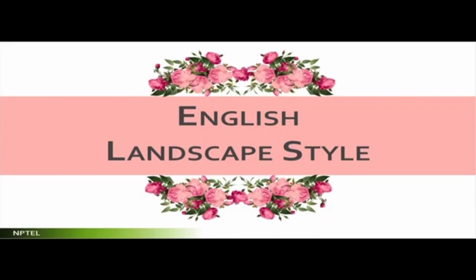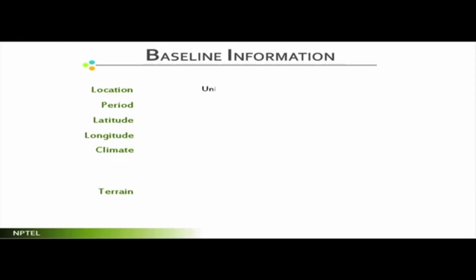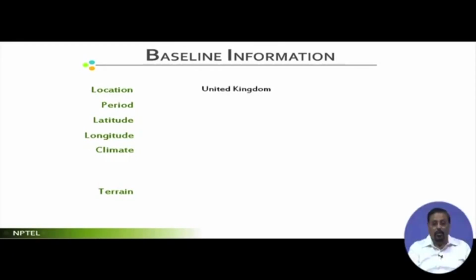Now, we have discussed Italian and French. Now, we go towards another very important one, that is English landscape style. If we discuss all these three together, that will cover our idea about the European landscape styles. English landscape styles. Location, UK, United Kingdom. The period is 1600 to 1800 AD.